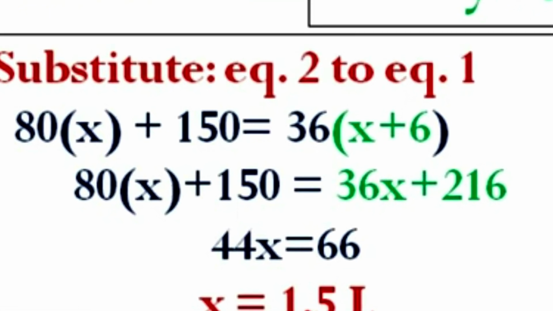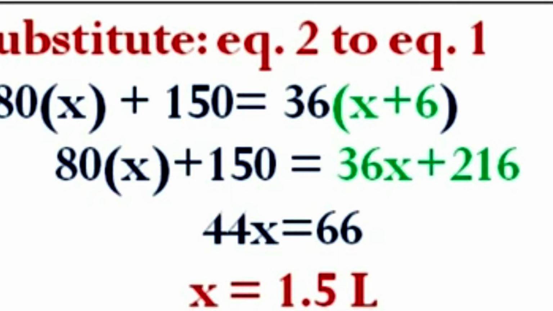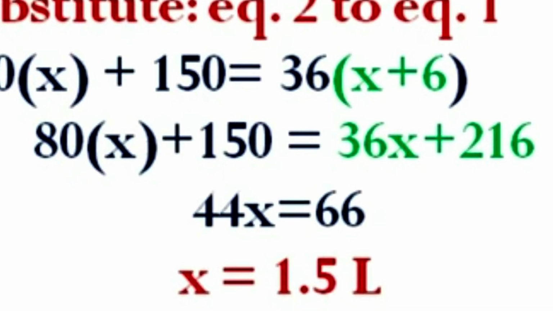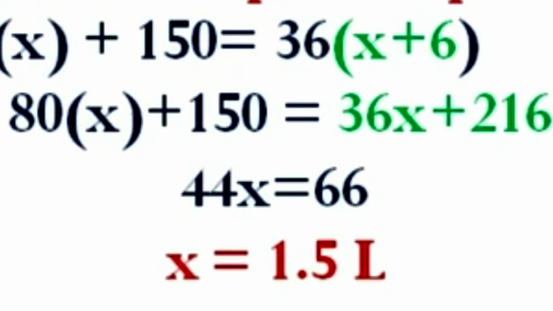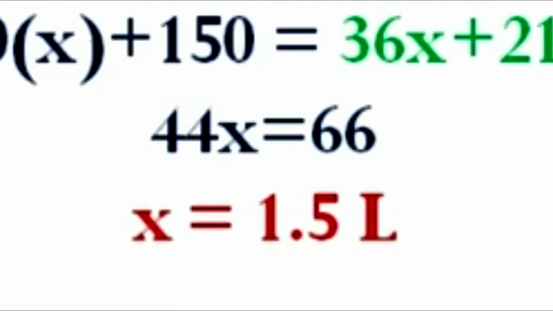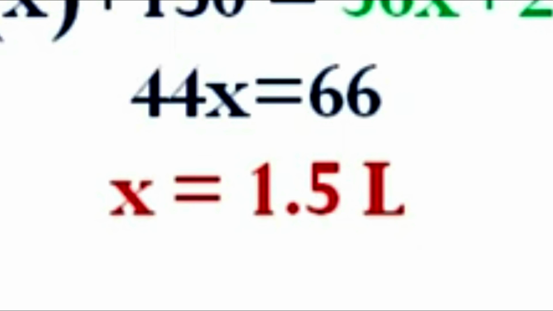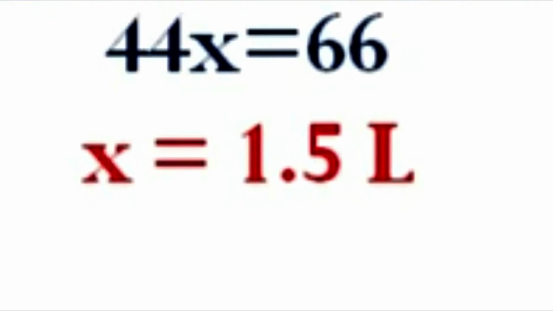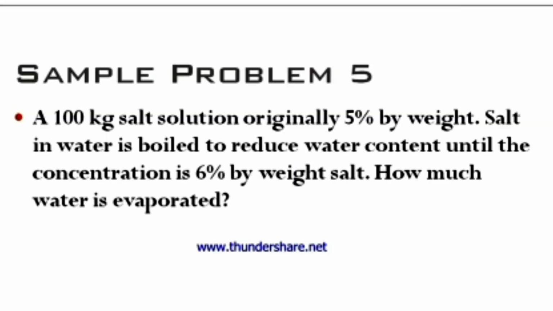Simplify 80x minus 36x, that's 44x. And then equal to 216 minus 150, that's 66. So x now is equal to, dividing both sides by 44, 1.5 liters. Sample problem number 5.